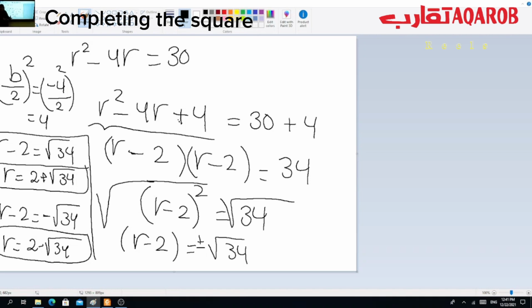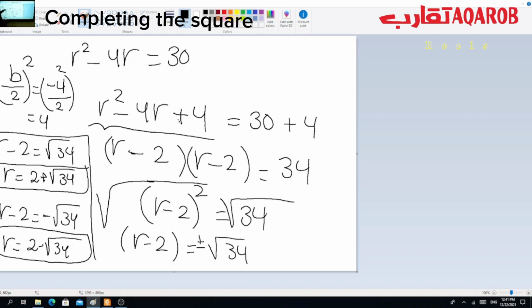As we said, always keep in mind the graph of a parabola here. It has two solutions, which means that it intercepts the x-axis at two points. One point is 2 plus square root of 34. The other point is 2 minus square root of 34. The whole lesson depends on this idea.